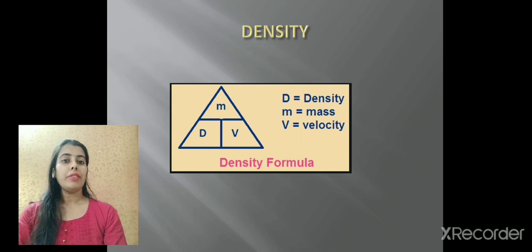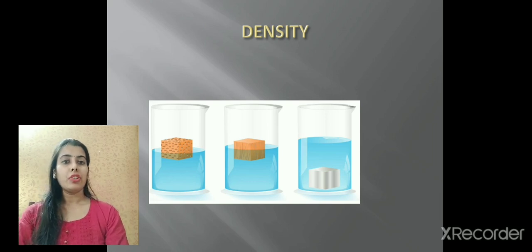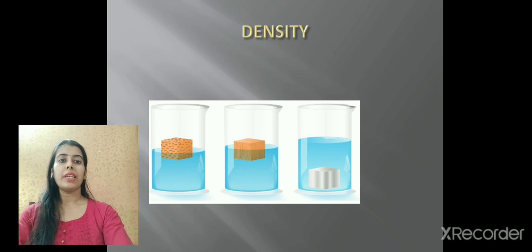Now the next parameter we are going to discuss here is density. What is density? Density is mass upon volume. Density gives us the mass per unit of volume. So an object which has a lesser density will float, but the object with a greater density will sink. Here in the picture you can see, in the first picture the object is floating completely on the surface of water, so the density is the least. Density is maximum in the last picture because the object is sinking.